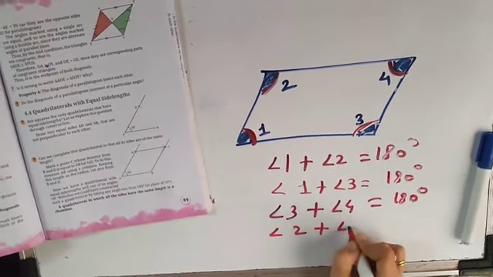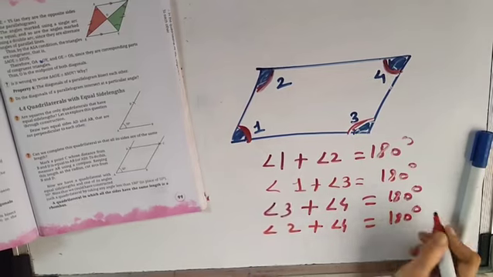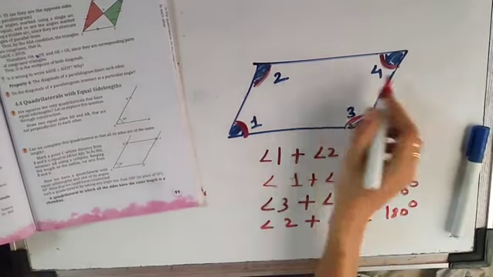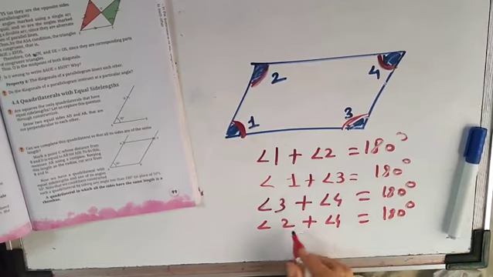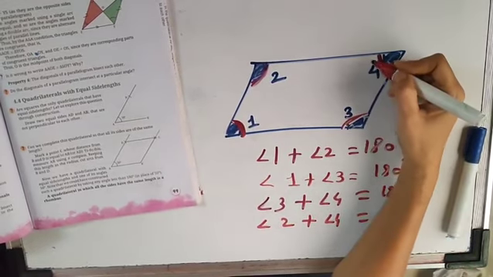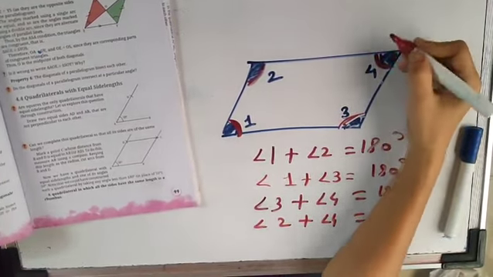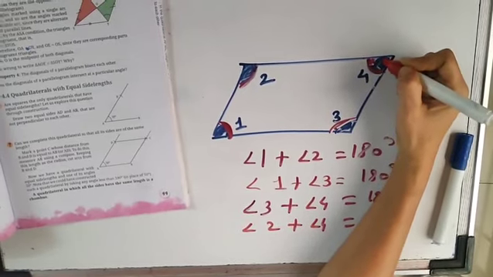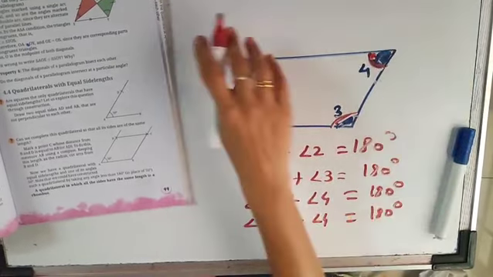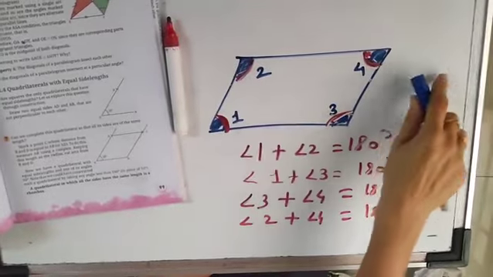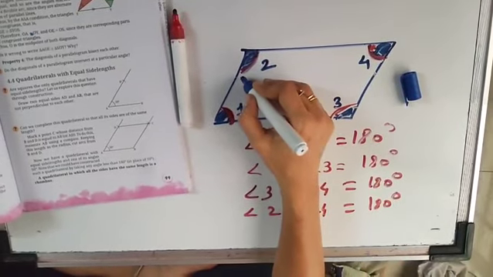Angle 2 and angle 4 also form a supplementary angle. So the sum of these two angles is 180 degrees. Always remember that the adjacent angles of a parallelogram form a 180 degree angle. But in a parallelogram, opposite angles are equal.